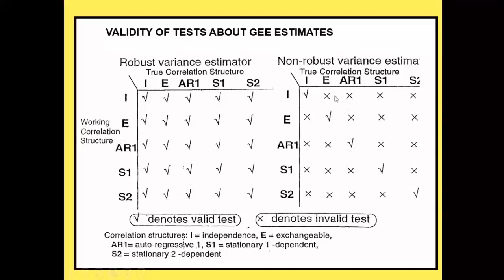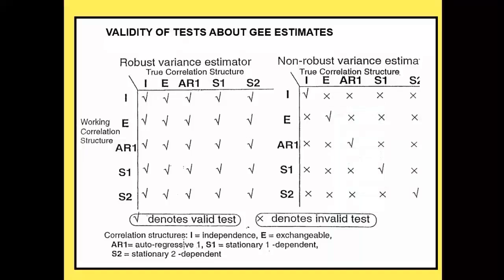The reason why there are X's here is because you've got a working correlation structure that's different from the true correlation structure, and you're using a non-robust variance estimate. So you're not doing a proper test. You don't have a valid test when the X's denote non-valid tests.